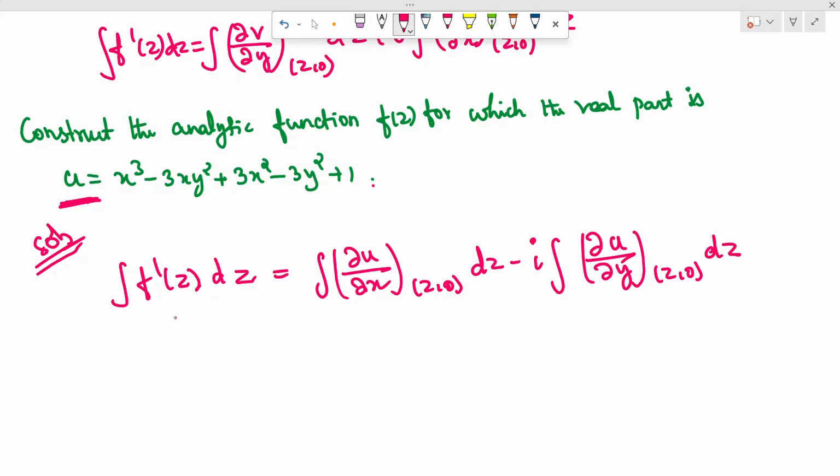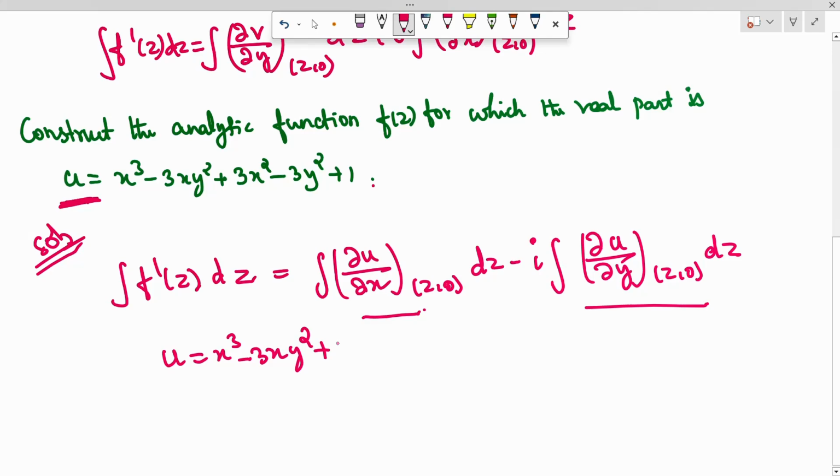If you want to find f of z, first we need to calculate dou u by dou x of z comma 0 and dou u by dou y of z comma 0. First we are going to calculate dou u by dou x from the given u. Given u is x cube minus 3xy square plus 3x square minus 3y square plus 1.